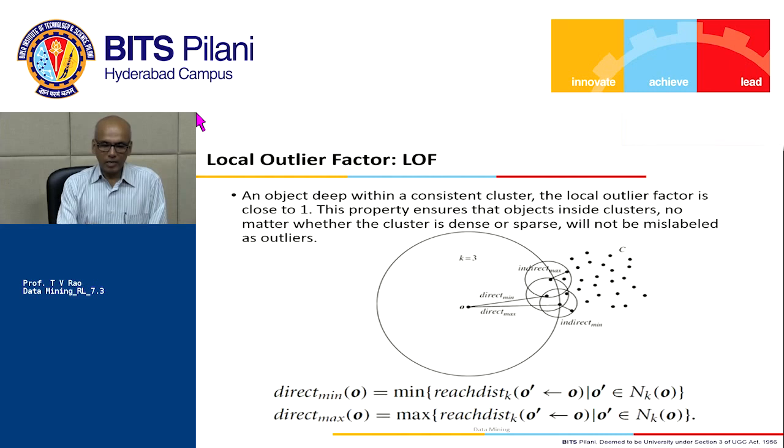And we can also look at the significance of the local outlier factor by considering the direct distance, the direct minimum distance. So here we are taking k equal to 3 for the nearest neighborhood. We have drawn this circle using the third nearest neighbor, which is this point. So what we see is that the direct minimum distance is the minimum reachability distance for all the points within the k neighborhood, and the maximum distance is the maximum distance of where they are all within the nearest neighborhood.